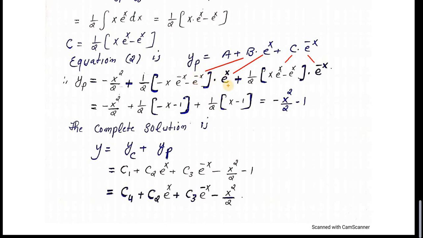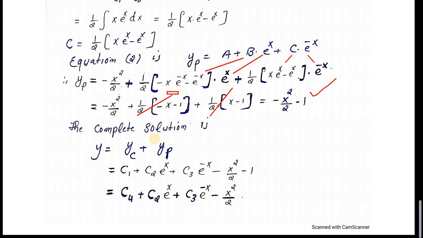Product of these two will be e power 0, which is equal to 1, so here we will have minus 1. And similarly, this is 1 over 2, e power x into e power minus x is equal to e power 0, which is equal to 1, and the product of these two will be 1. Now this minus here, this term will be cancelled with this term. Here we have 1 over 2 into minus 1, minus 1 over 2. Similarly, here we have minus 1 over 2, minus 1 over 2, minus 1 over 2 is equal to minus 1, and this x minus x squared over 2 will be here.